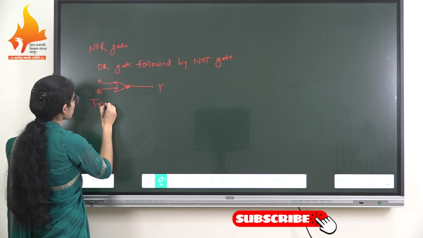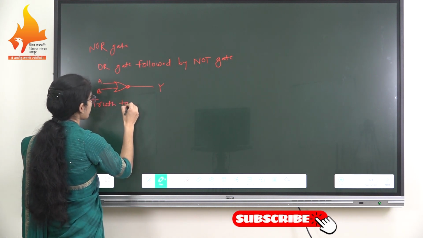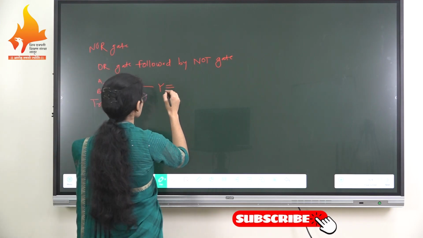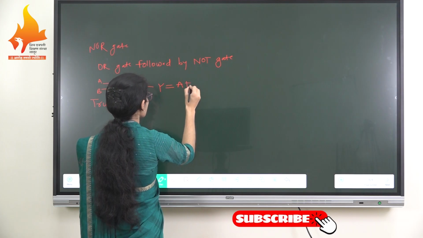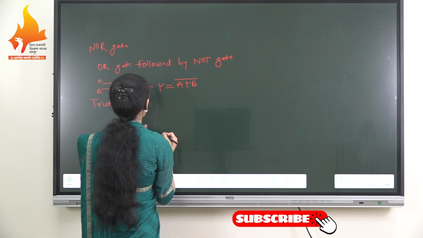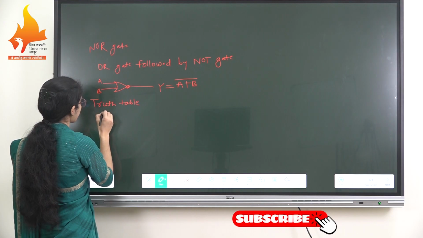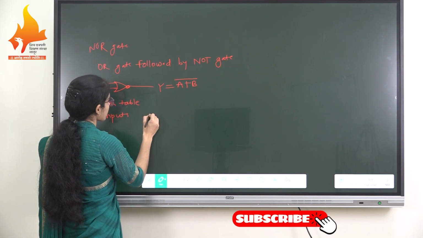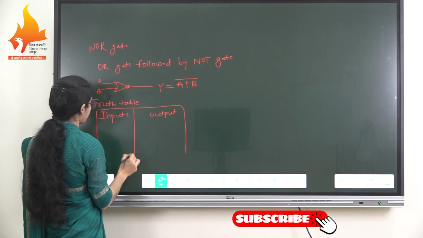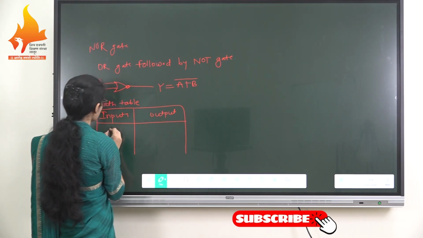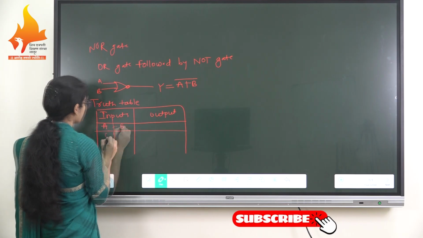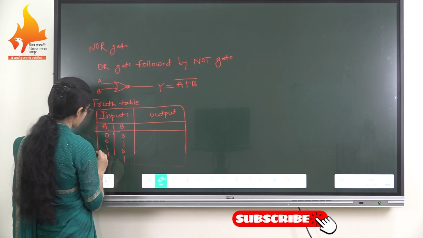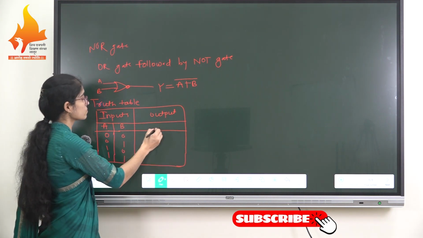Now the truth table for the NOR gate, and it produces the output equation as Y equals the addition of the two inputs and the complement of that, A plus B bar. Truth table: inputs and outputs. Here the inputs are A and B. It has combinations 00, 01, 10 and 11. Now the output is Y.